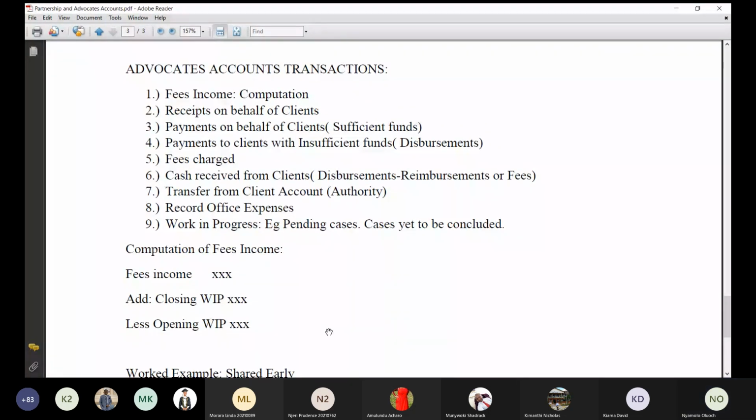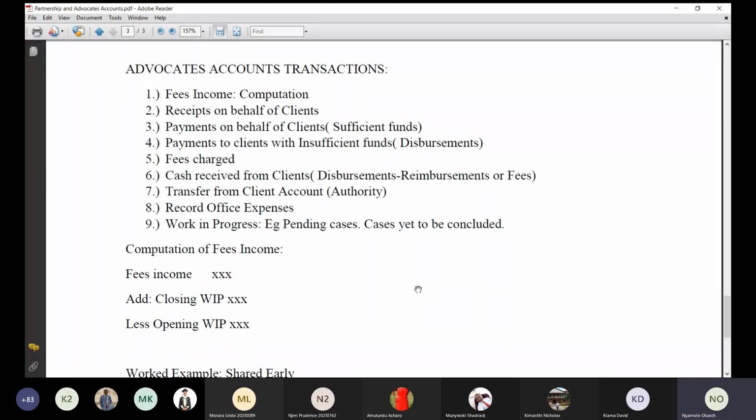Of course, as I'd said, when you get that question, don't start with these details. The closing work in progress, you will find it under additional information. The opening work in progress, you'll find it in the body of that trial balance. The concept is almost the same.